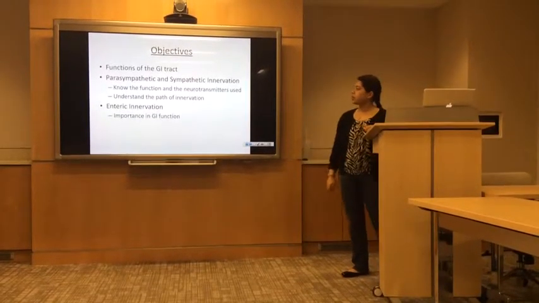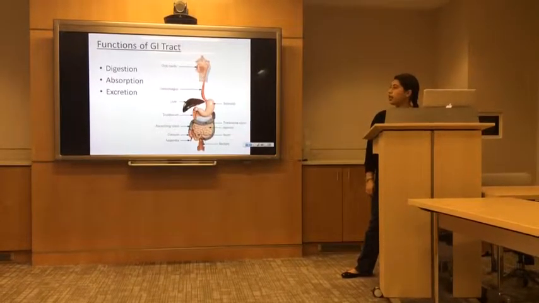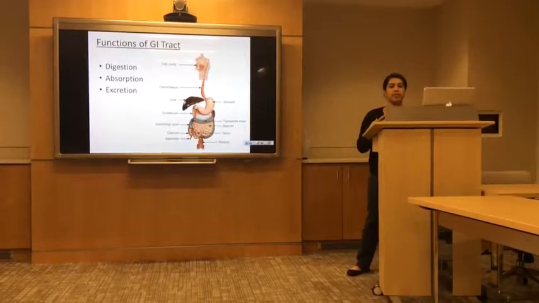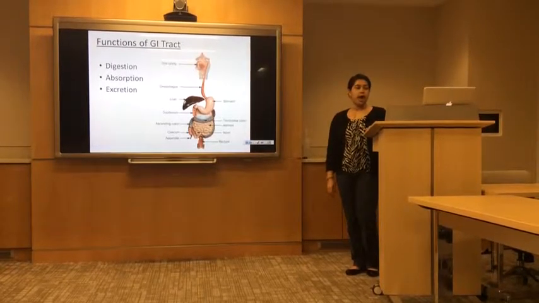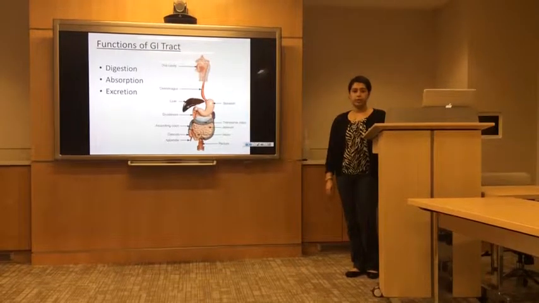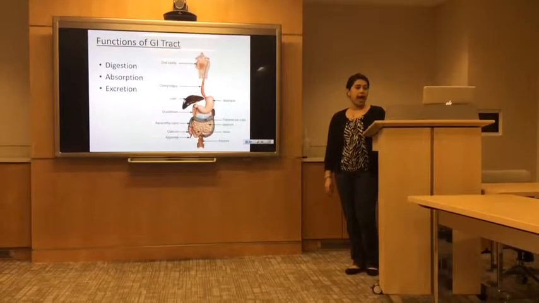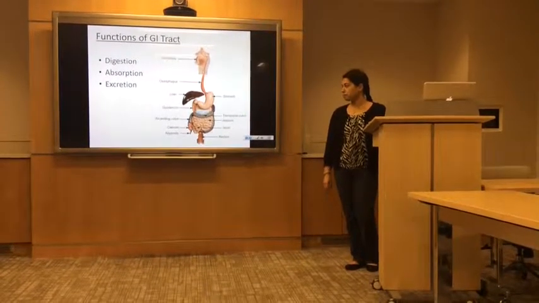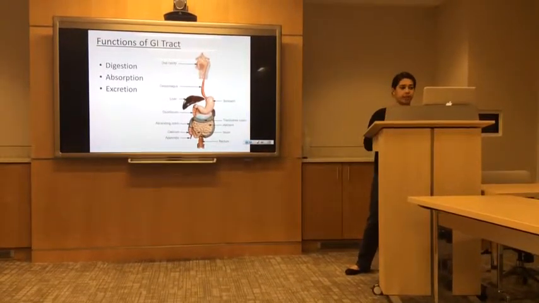So looking at some of the functions of the GI tract, we're going to start with digestion. The GI tract is responsible for both physically breaking down and chemically breaking down the food that we intake on a daily basis. And it's also responsible for absorption. So key nutrients and minerals that are in our food get absorbed by our GI tracts. And lastly, it's responsible for excreting the waste that we produce on a daily basis. So the functions of the GI tract are mainly digestion, absorption, and excretion.